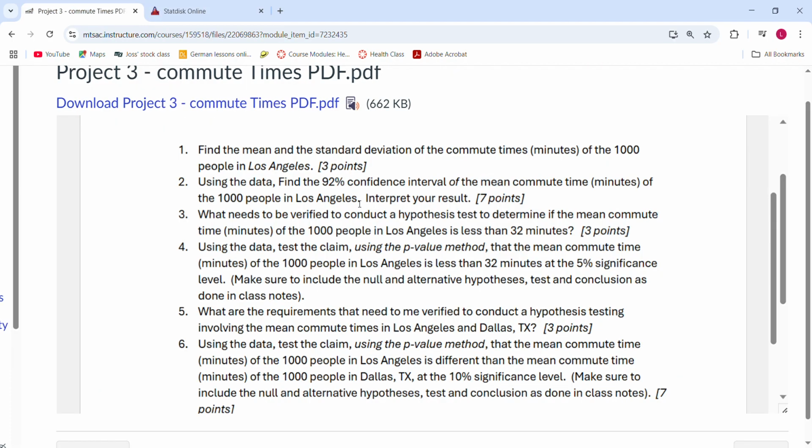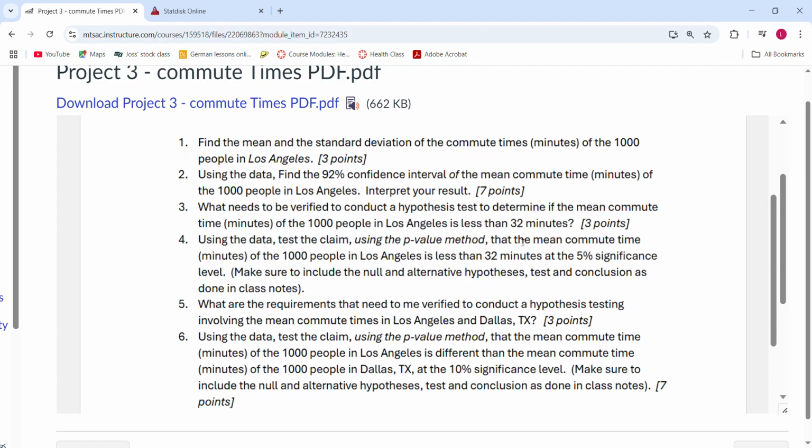Number 3 says what needs to be verified in order to conduct the hypothesis test to determine if the mean commute times in minutes of the 1,000 people in LA is less than 32 minutes. It's not actually asking you guys to calculate it here. It just wants to know what needs to be verified. So you need to go back and look at your notes for chapter 9 on hypothesis testing to see what has to be verified in order to conduct a hypothesis test of the mean commute time in minutes.